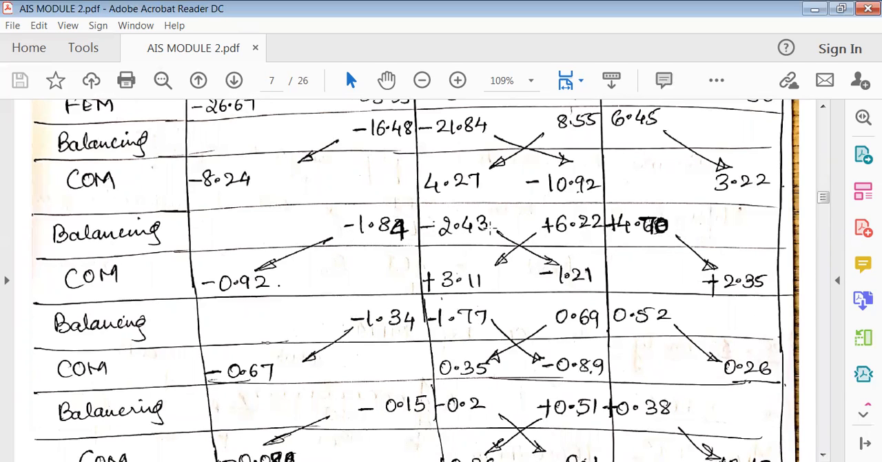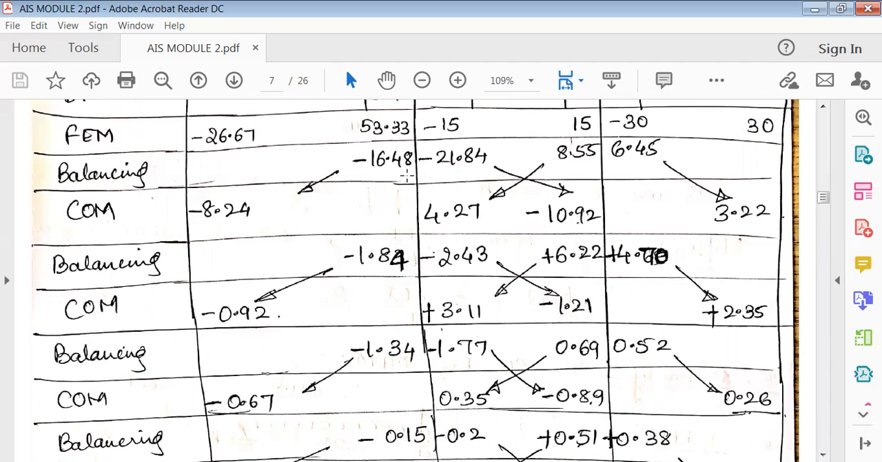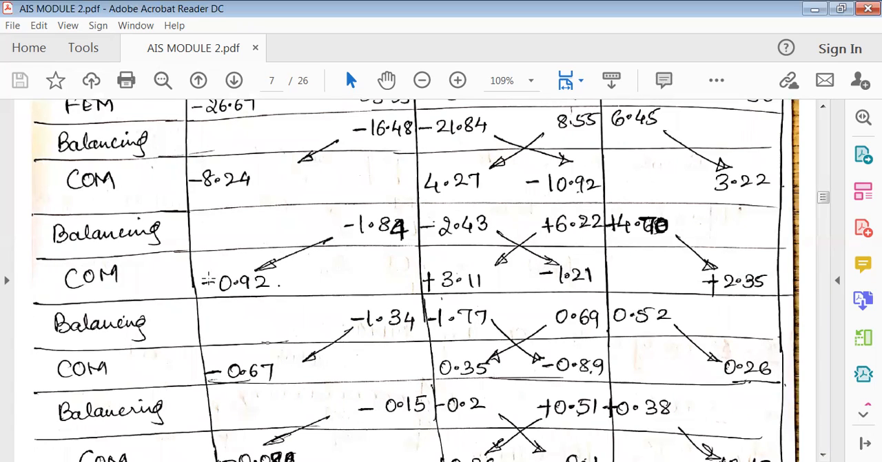The joint is balanced. Again, you have to carry over. The carryover process is the same. Whatever is done here, the same step will be repeated here. Half of this gets carried over, so minus 0.92. Next, half of this here, half of this here, and half of this here, because all are fixed here. So it gets distributed throughout the beam.